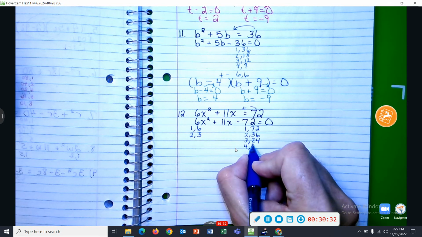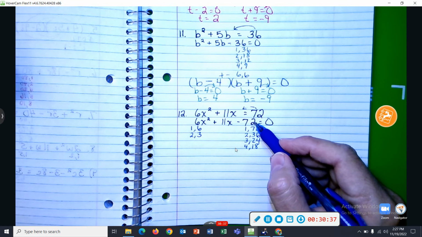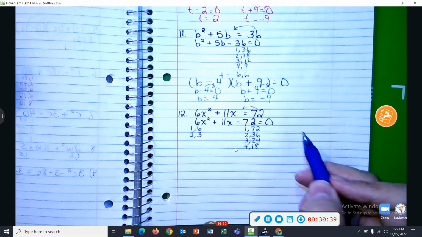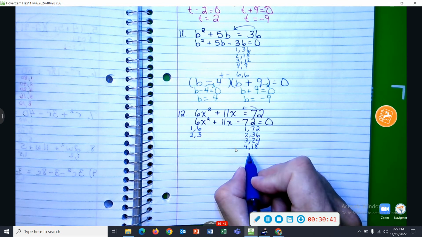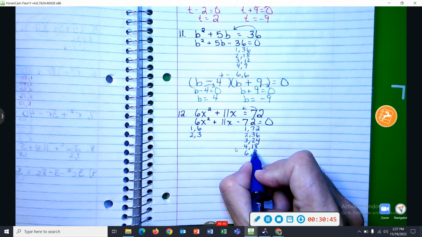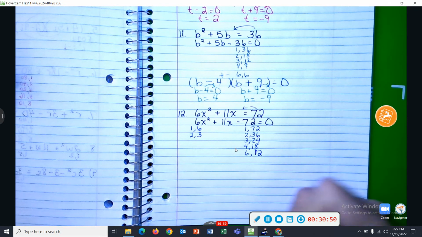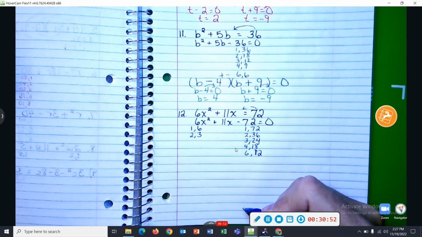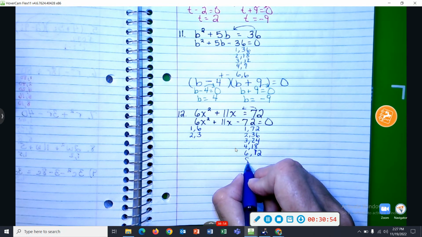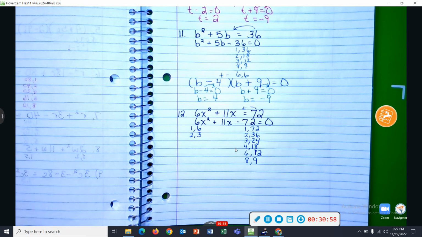How about 4 times 18? 5 doesn't divide into 72. 72 divided by 6 is 12. Okay. 7 doesn't divide into 72. There's one more pair. 8 times 9. Is that all the pairs that divide into 72?